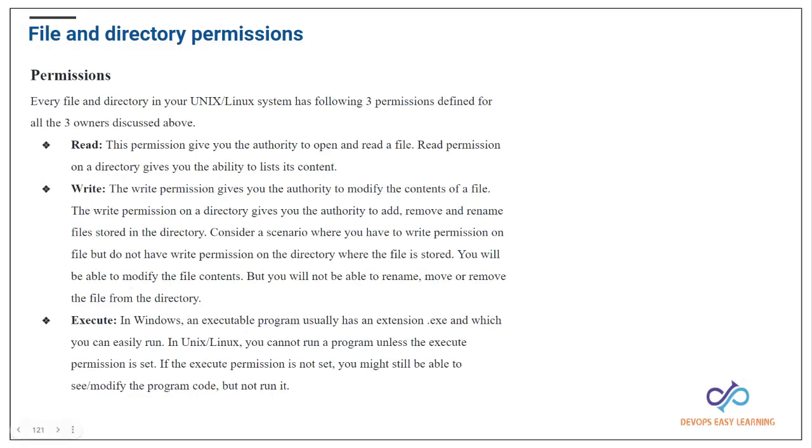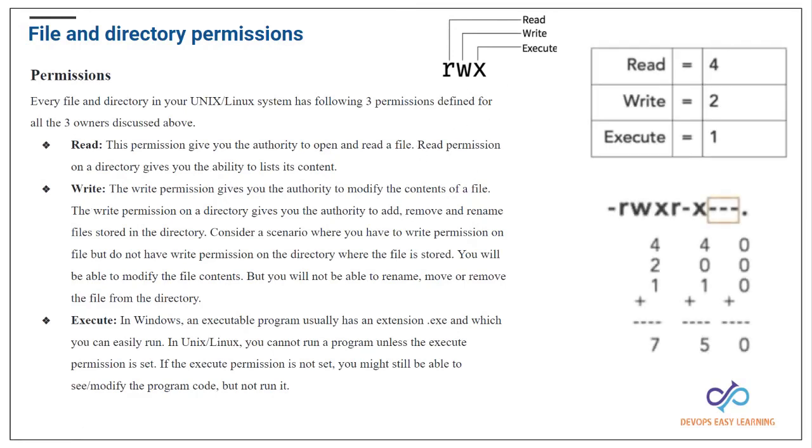When we say execute, it means this is a program, especially a script. If you have a script in Linux, you need to make sure that you give that script execute permission so that it can be run as a program or a script. And we have these three types of permission: read, write, and execute.